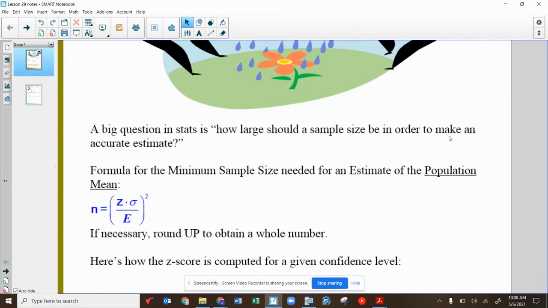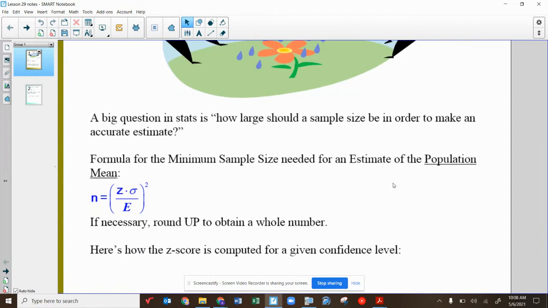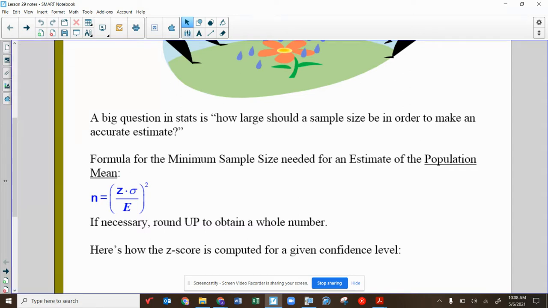All right, so there's going to be two different ones that we're going to use. If we're talking about a mean question, this would be the formula that we use. And if it's a proportion question, then there is a different formula. Both of these formulas are on your formula sheet, by the way. So let's talk about mean first. So n is sample size, z is z-score, which we'll talk about down here. This is standard deviation.